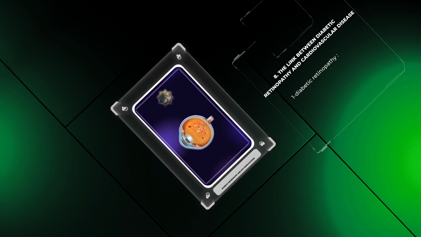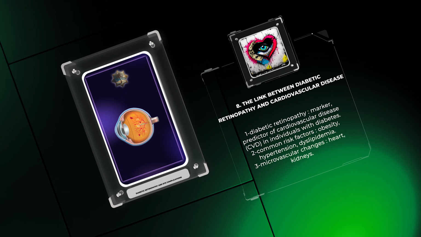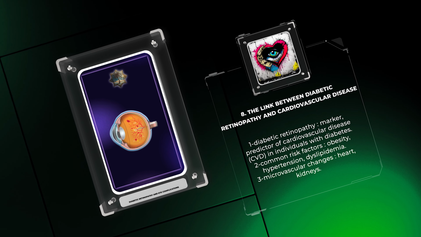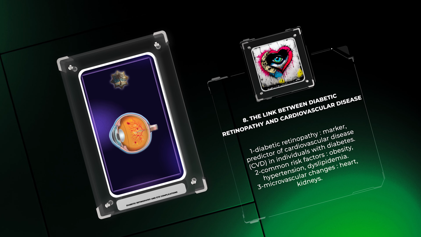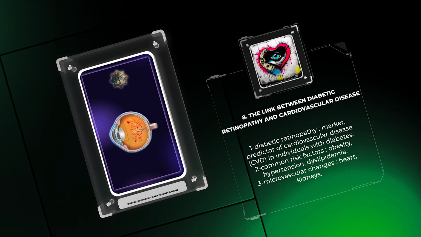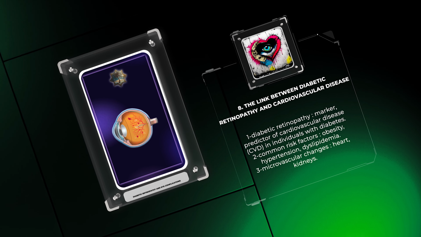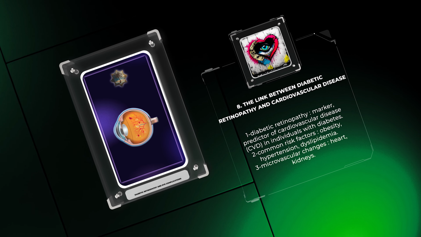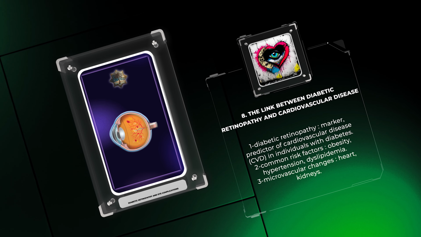Diabetic retinopathy has emerged as an important marker and predictor of cardiovascular disease, CVD, in individuals with diabetes. Both conditions share common risk factors, such as obesity, hypertension, and dyslipidemia. Additionally, the microvascular changes observed in diabetic retinopathy mirror those occurring in other end organs, including the heart and kidneys. Understanding the link between diabetic retinopathy and CVD is crucial for comprehensive patient management and risk stratification.